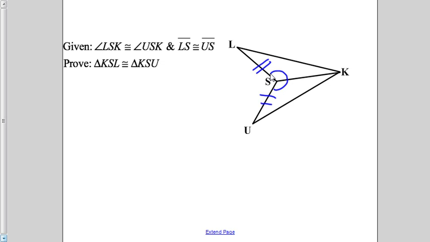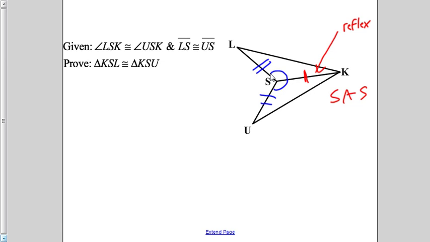All right, so I've marked down everything my given gave me. What else is here for this picture? SK is congruent to SK by reflexive, right? Drawing a little note to myself. Okay. So then this triangle is congruent to the other triangle by what? Yes.